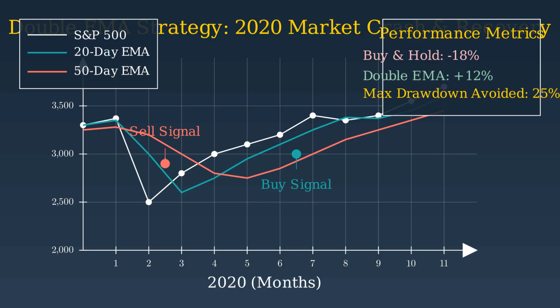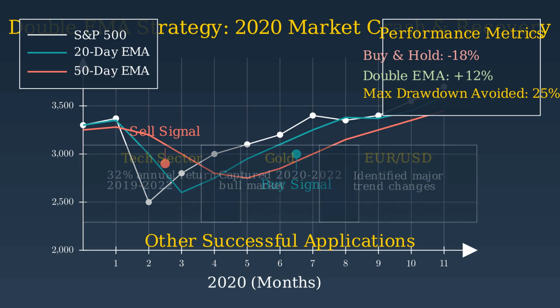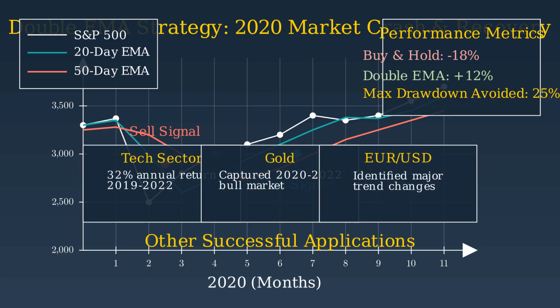A buy and hold strategy would have resulted in an 18% loss during this period. In contrast, traders using the double EMA strategy could have achieved a 12% gain while avoiding the maximum drawdown of 25%. The double EMA strategy has also performed well in various other market scenarios.